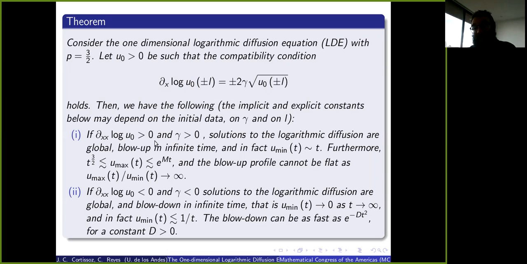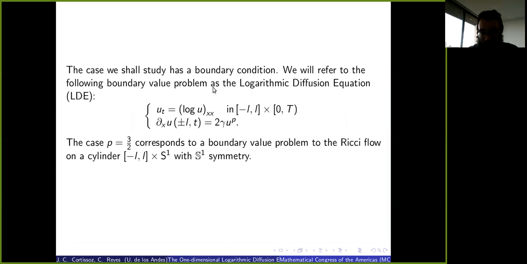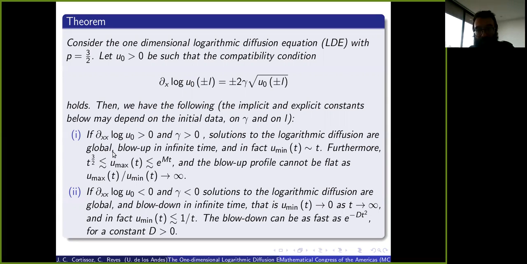Okay, sorry. Well, this condition over here means that the curvature of the original metric is negative. And this says that the geodesic curvature of the boundary circles is positive. Remember, I'm gonna assume it's a constant. Then solutions to the logarithmic diffusion equation, with p equals 3/2, are global in time, so they exist for all time. If you compute the minimum of the solution at each time, it will blow up at this rate. The maximum of u will blow up at least at this rate, but never faster than this rate. And notice that then the blow up profile is not flat. It has some interesting features, because the maximum or the minimum, when t goes to infinity, also goes to infinity.